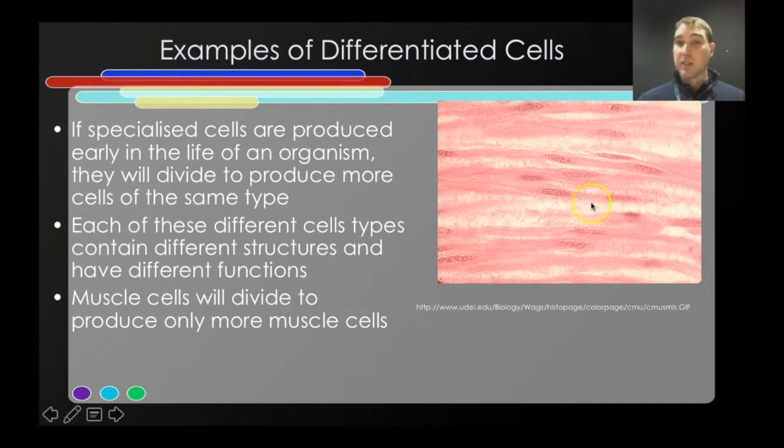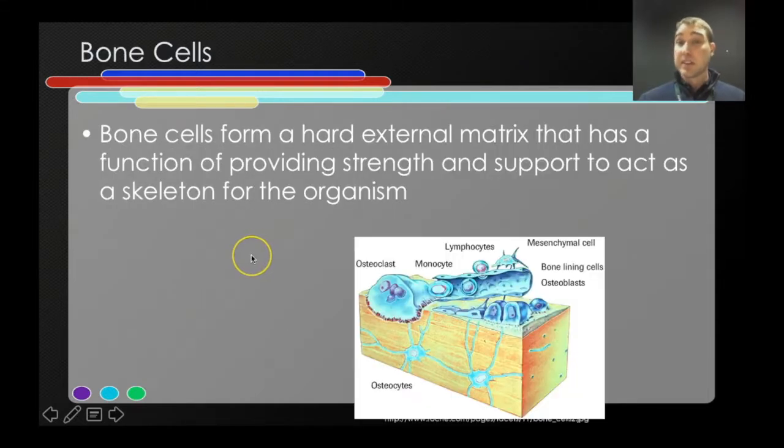So for example, over here we have muscle cells. Early on in an organism you'll get muscle cells being produced. They divide to produce more muscle cells, and that's an example of a type of cell. An example of a different type of cell is bone cells. Bone cells produce a hard external matrix, usually made of calcium phosphate, that provides strength and support to act as a skeleton for the organism. This is different from muscle cells, whose job is to contract and move things.